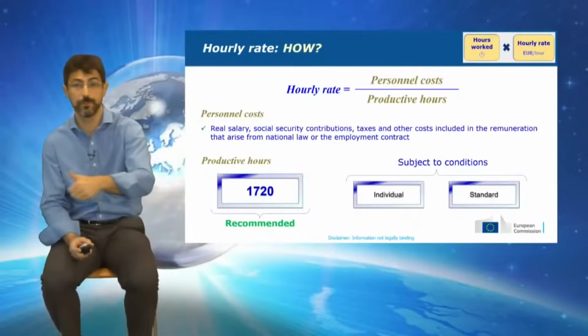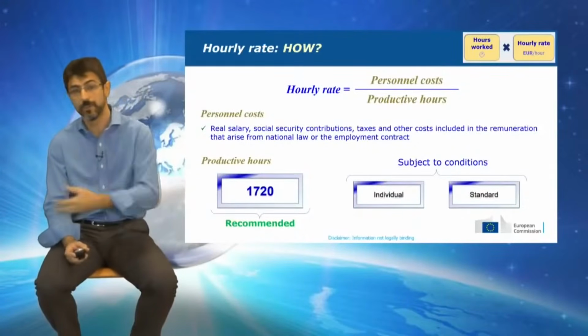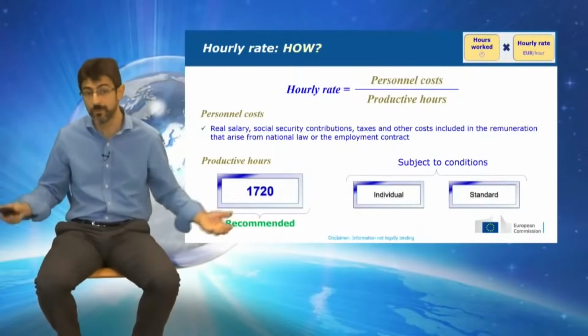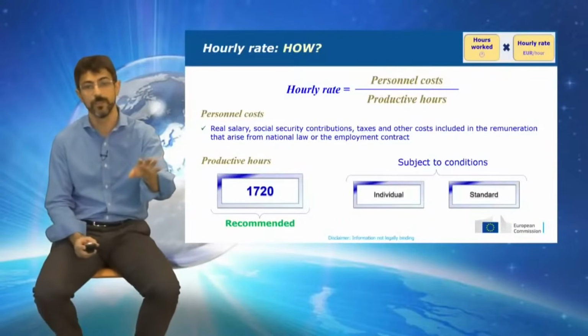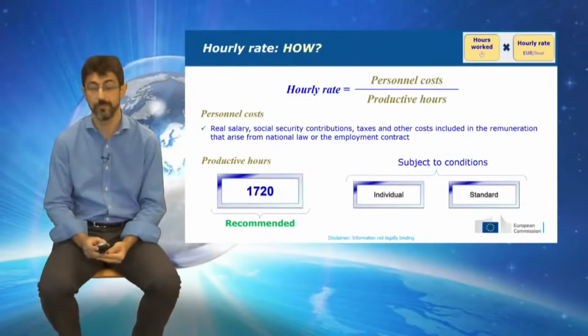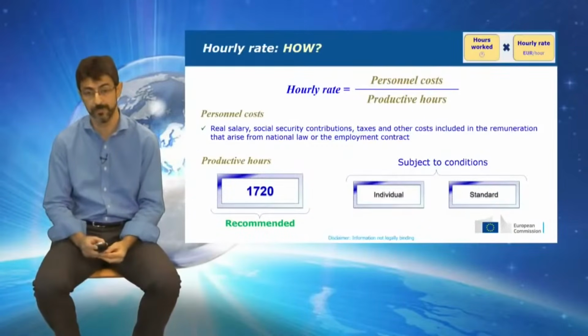If the person works part-time, you will do a pro rata corresponding to the part-time. If the person is employed just for 6 months, it's going to be just half of this 1720, so also a pro rata of this 1720. But any beneficiary, any one of you can use the 1720 hours to calculate the hourly rate of the person to charge the cost to the Horizon 2020 grant agreements.